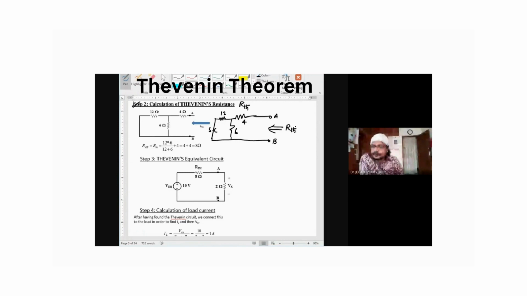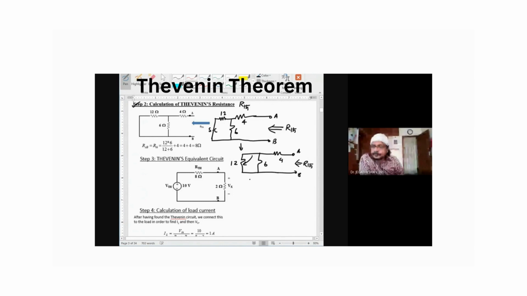Now I explained how to calculate the equivalent resistance for a series parallel combination. This circuit can be redrawn like this. This 12 ohm and this 6 ohm are connected in parallel, right? So having it here or having it here, both are the same. This is 12 ohm, this is 6 ohm. The 4 ohm is in series. So this is the terminal A, B, and this is RTH.